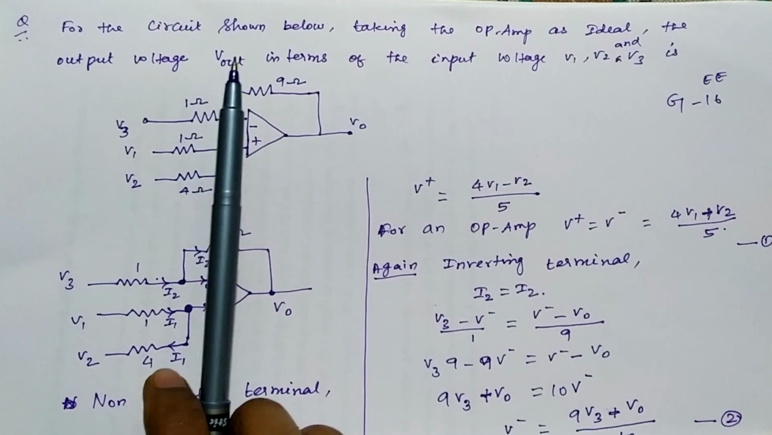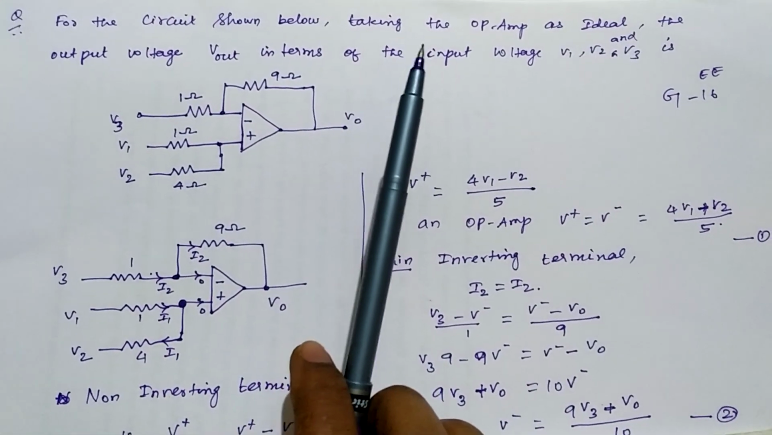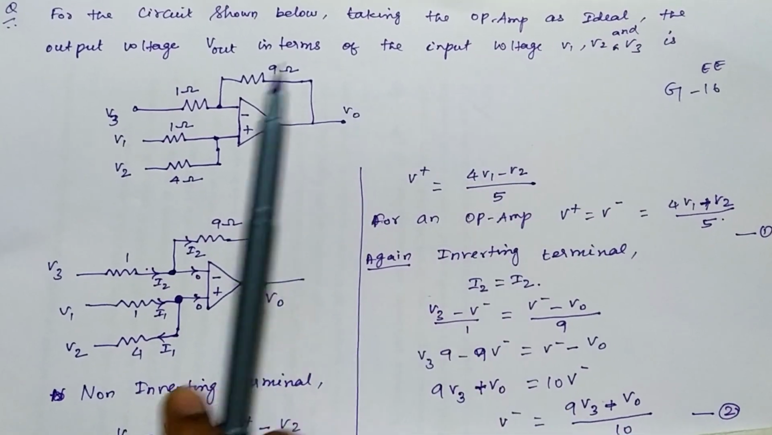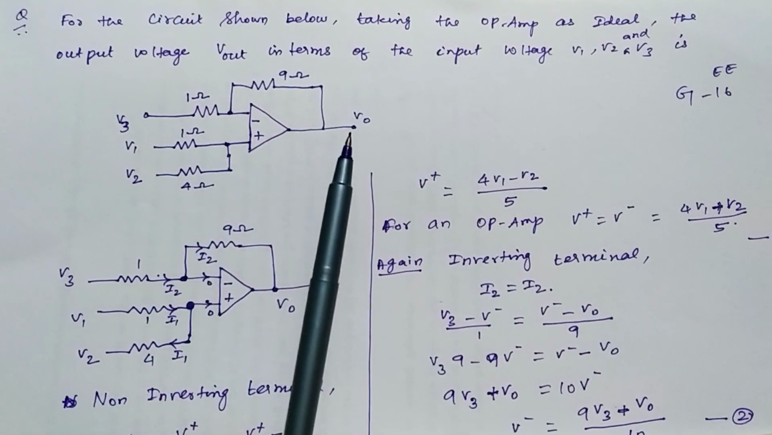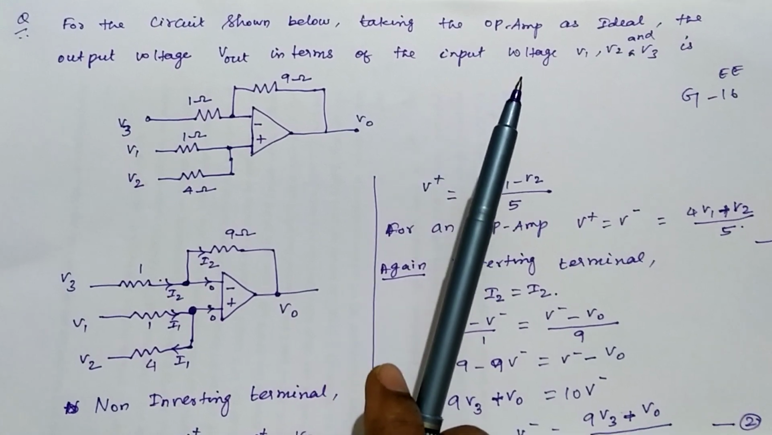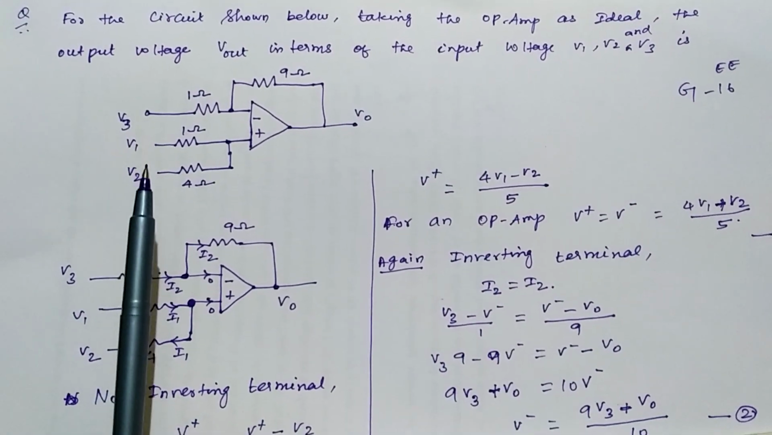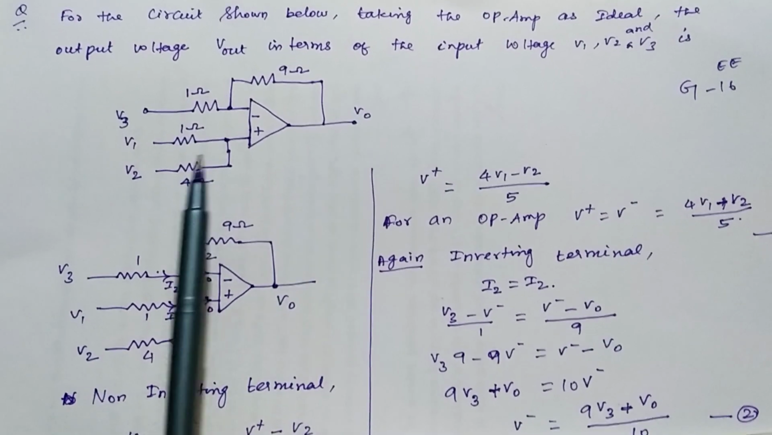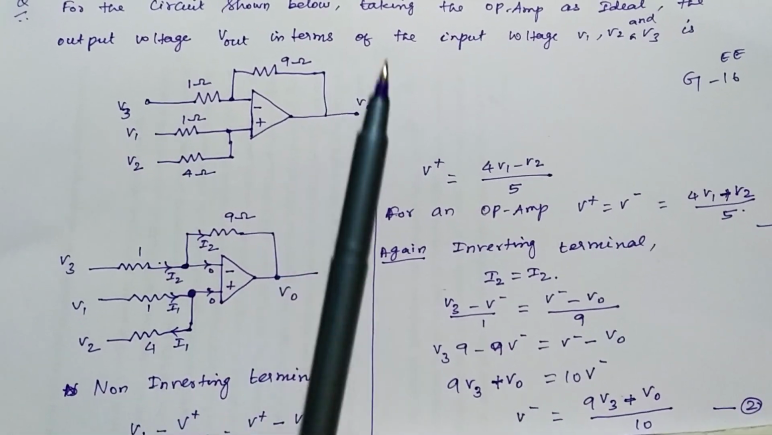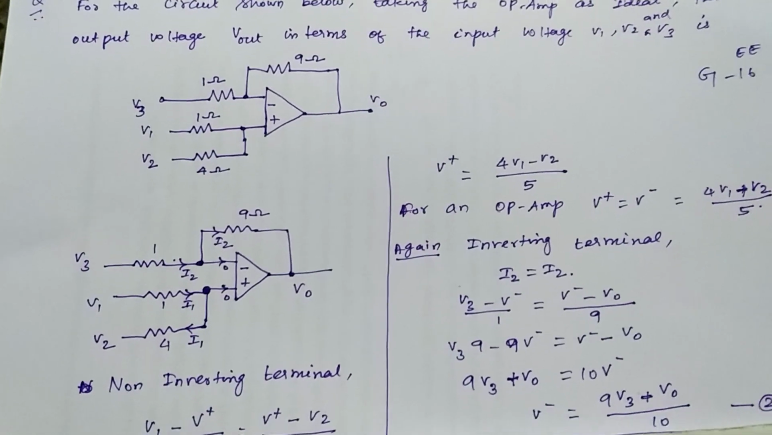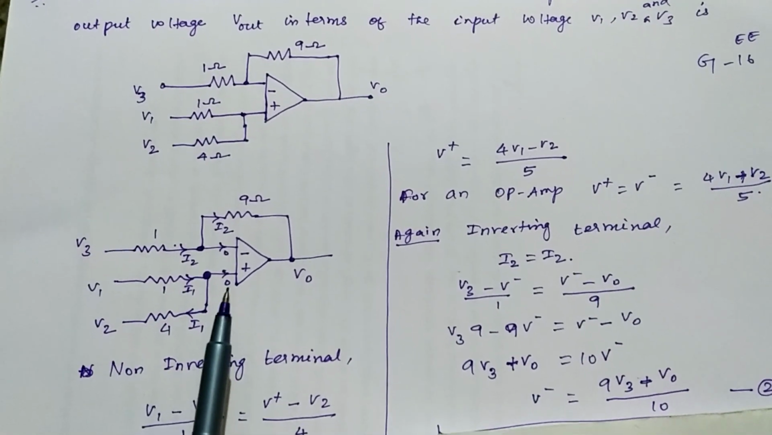For the circuit shown below, taking the op-amp as ideal, what is the output voltage V0 in terms of the input voltages V1, V2 and V3? So here once again we draw the circuit.